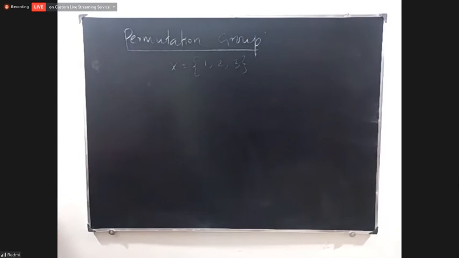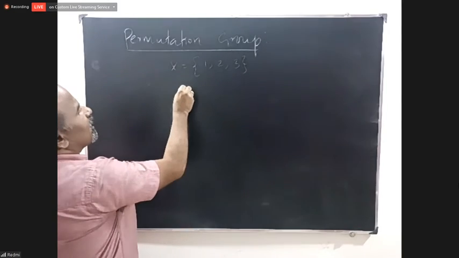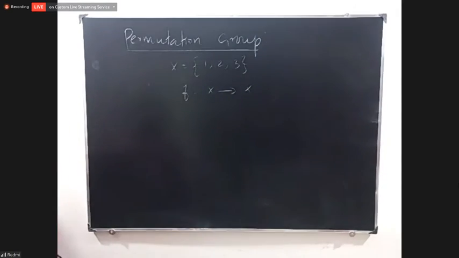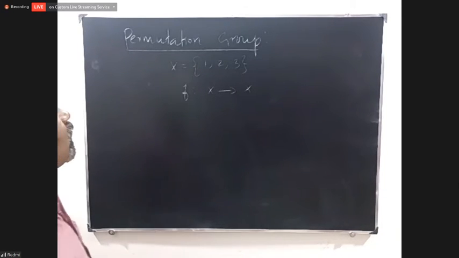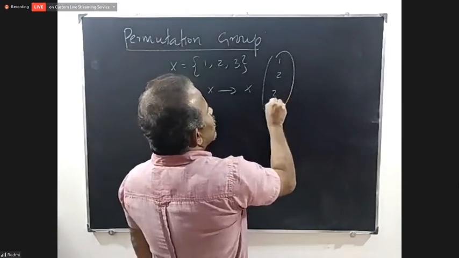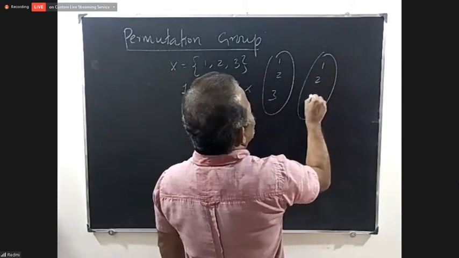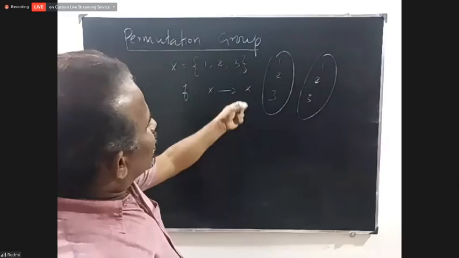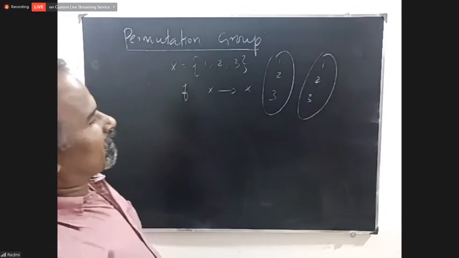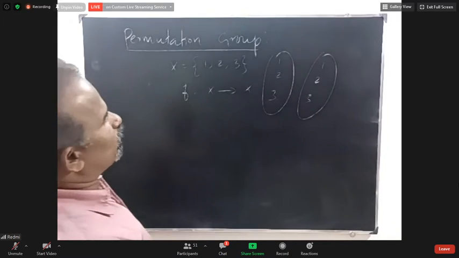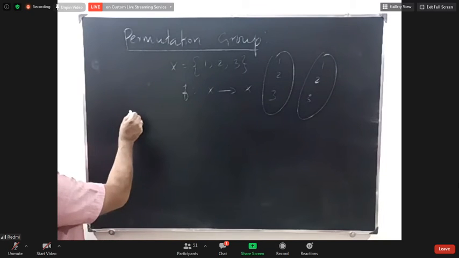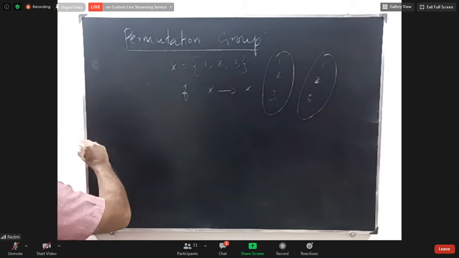I am taking a function f from X into X. The domain is 1, 2, 3 and the codomain is also 1, 2, 3. Now I am going to find all the one-one onto maps. I am going to collect them.